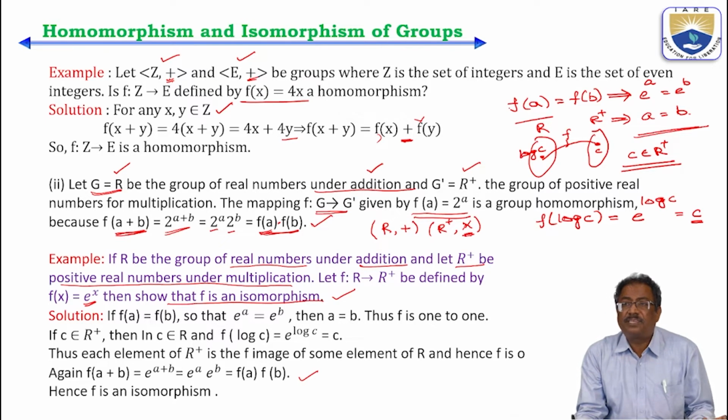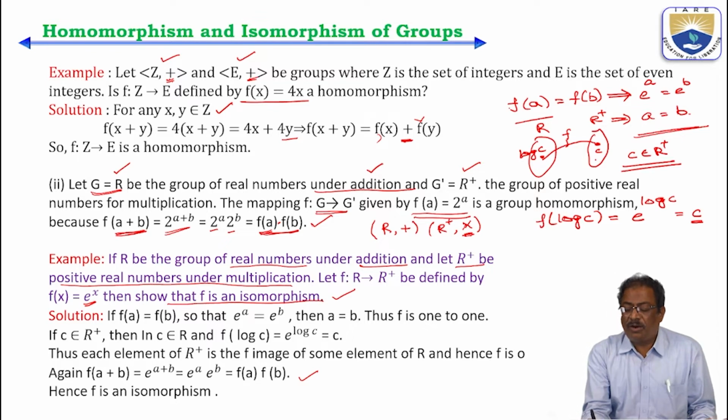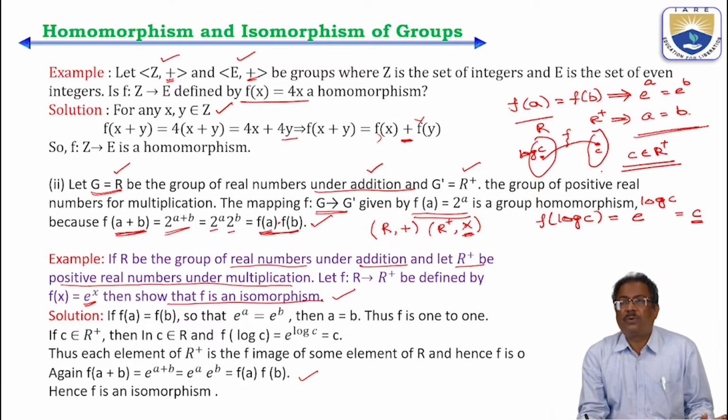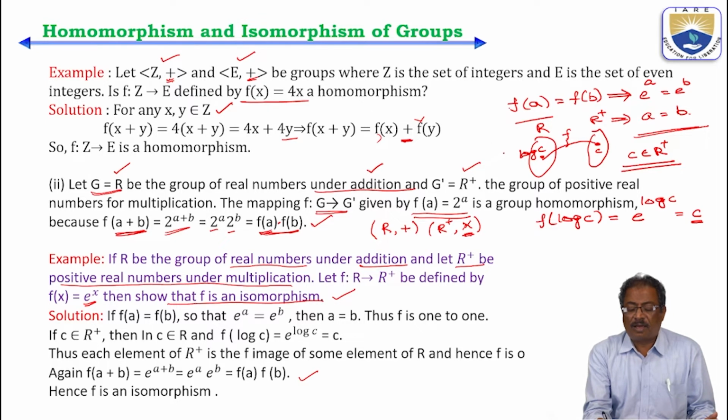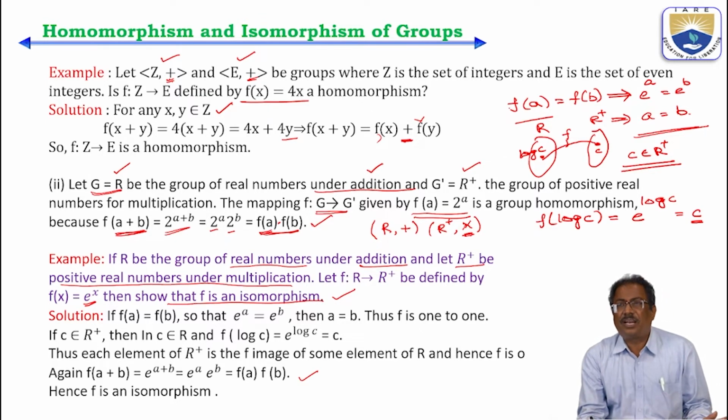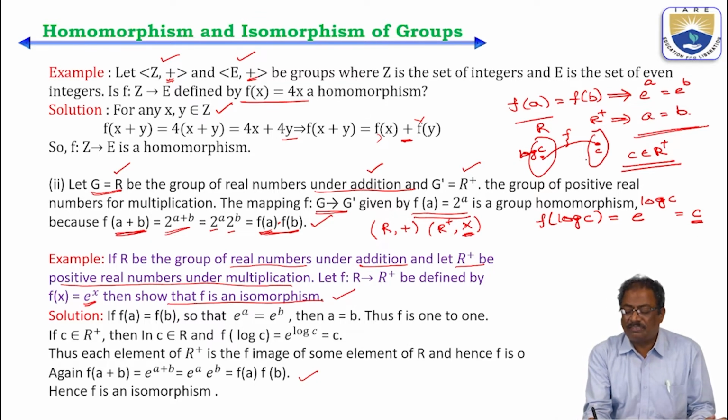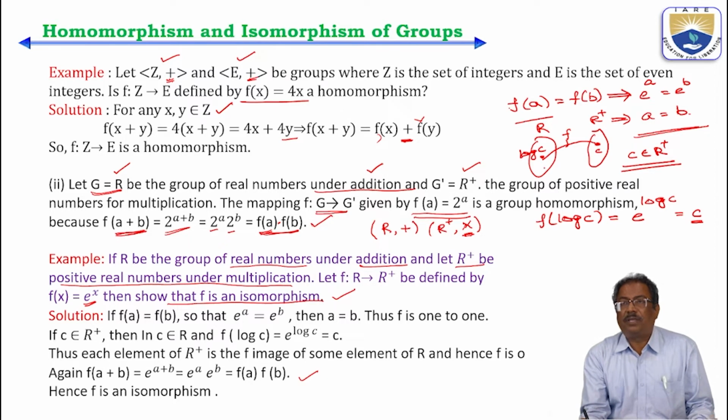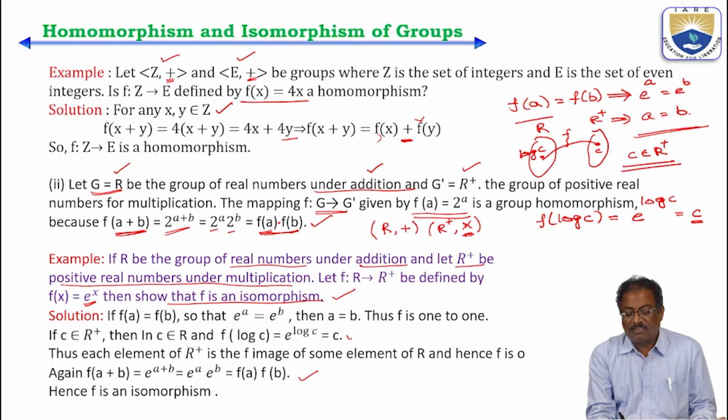Whether logarithm of c will be there in R or not. Anyhow, whatever positive number we consider, there will be a logarithm, and that is a real number. So definitely log c belongs to R. So we can say that c has a pre-image, and the pre-image is log c. So we can say that the function is onto.